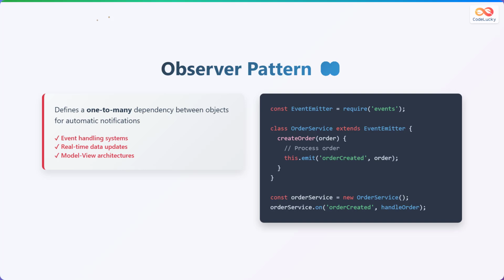First, we require the events module. Then we create an OrderService class that extends EventEmitter. The createOrder method simulates processing an order and emits an order-created event with the order data. Finally, we create an instance of OrderService and attach a listener to the order-created event, which calls the handleOrder function when the event is emitted.